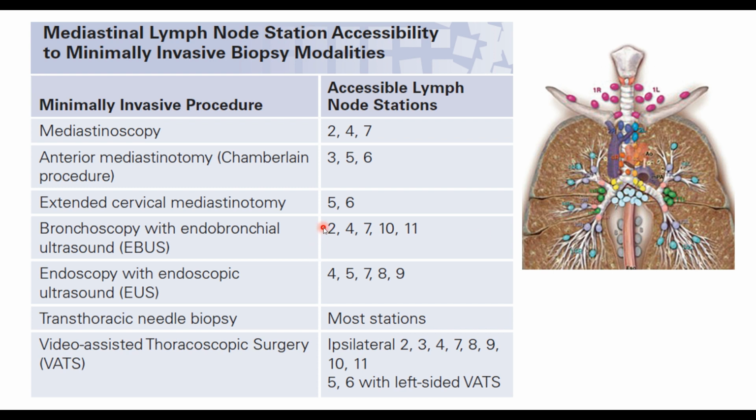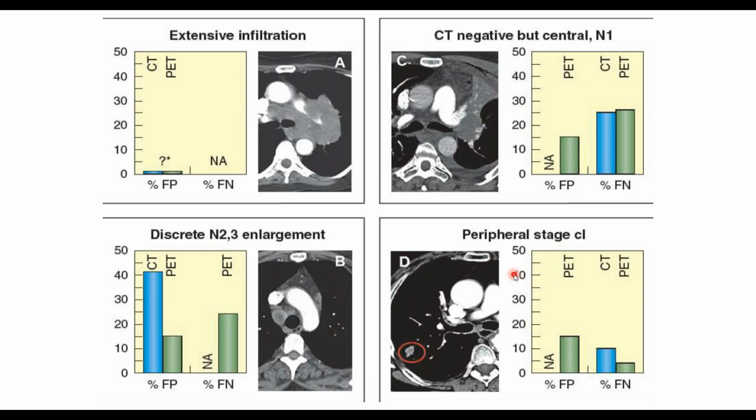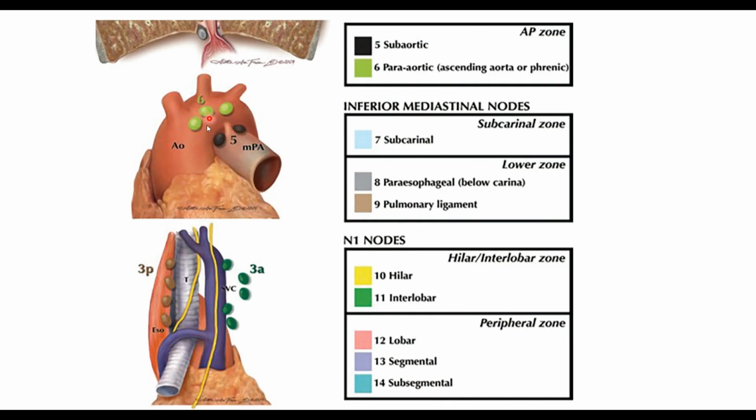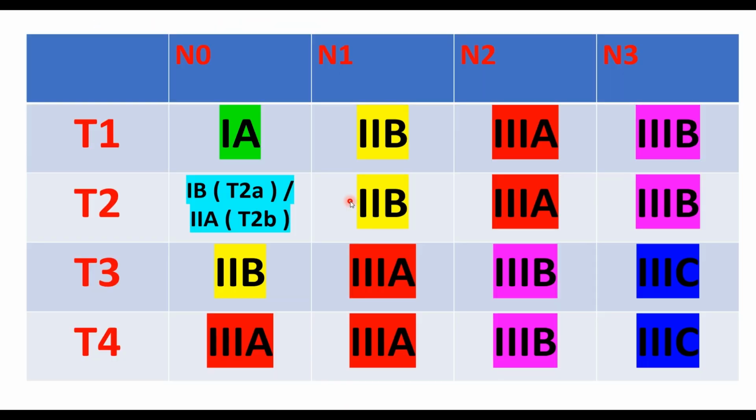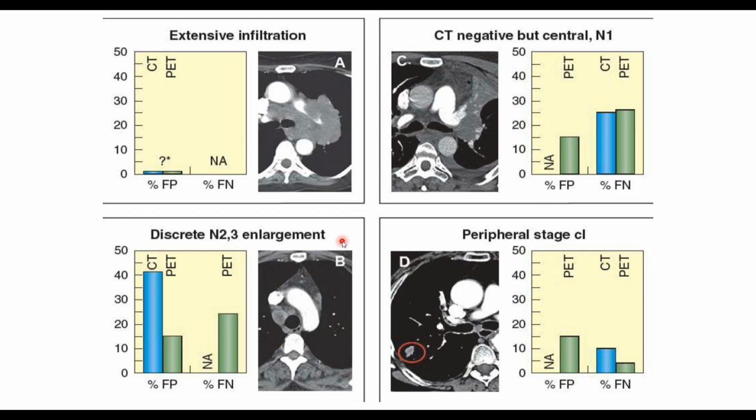So if we combine an EBUS with an EUS, we will be targeting effectively all lymph node stations except station 6, that is the paraaortic lymph node station, which is quite difficult to sample with a less invasive modality. So that is why a special procedure called a Chamberlain procedure used to be performed earlier. That is a left parasternal mediastinotomy, to sample stations 5 and 6 effectively on the left side.